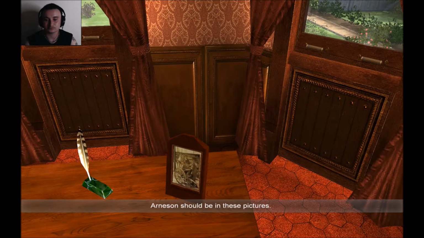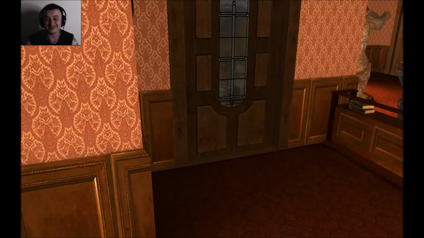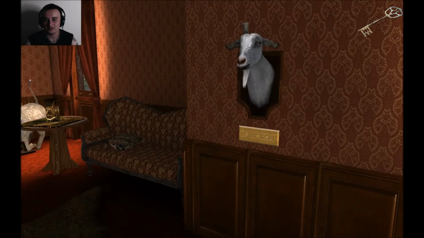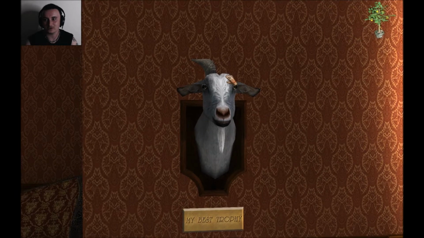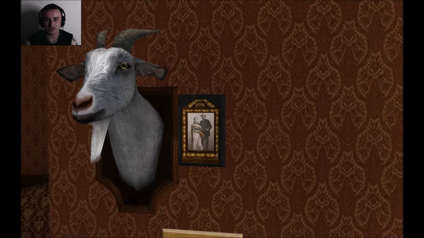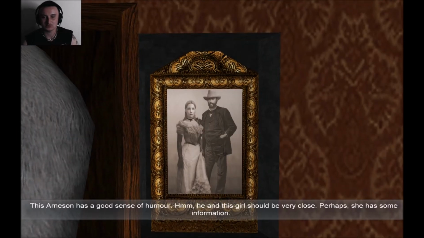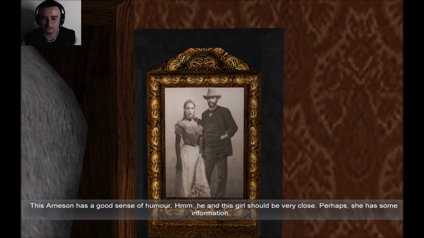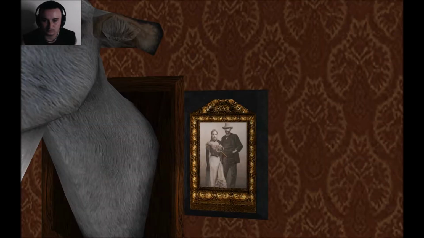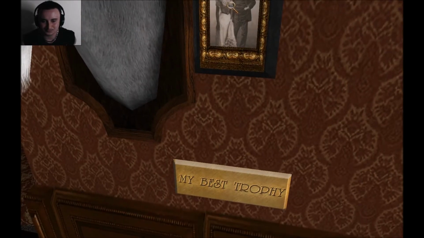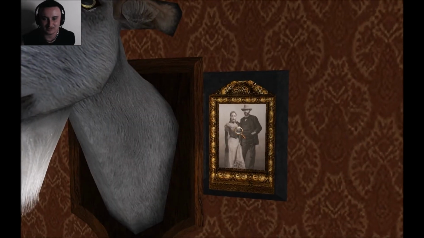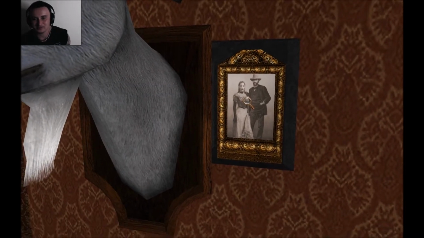Anson should be in these pictures. Should be or is? Big difference. Yes, right over here. My best trophy. We can put the horn back on the goat, and it exposes a picture. This Anson has a good sense of humor. He and this girl should be very close. Perhaps she has some information. It occurs to me now. My best trophy is under a picture of the girl from the boat.